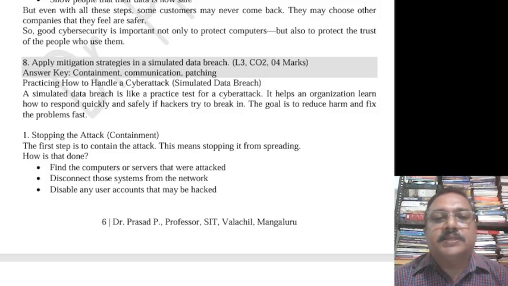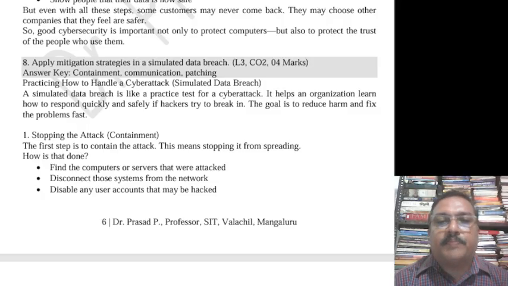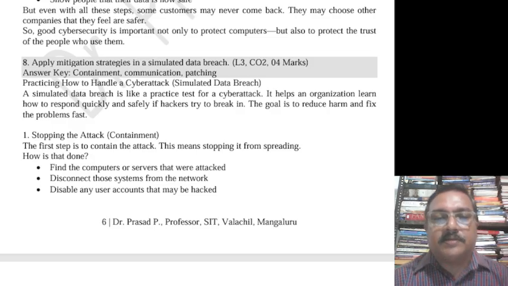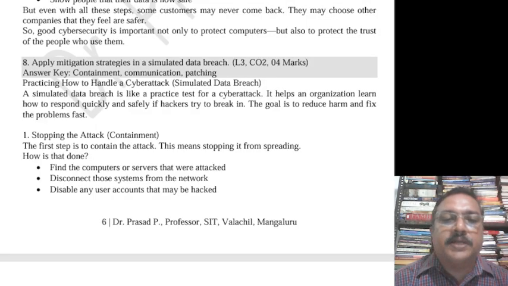A simulated data breach is like a practice test for a cyber attack, which will help an organization learn how to respond quickly and very safely if a hacker is trying to break in. So the goal is to reduce the harm and fix the problem. It's just a practice. Internal practice is done, imagining that an attack has happened and what the people have to do immediately if it comes in a real way also. So this is a fake attack. They are planning it to get practice for a real-life situation. What is to be done for that?